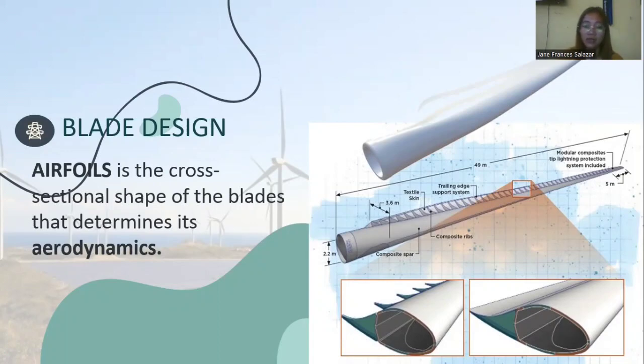Yung cross-sectional na ito ay may vital role sa aerodynamics. The cross-sectional shape makes the blades move faster than the wind velocity, and this shape causes the blade to rotate faster than the wind. And also, mayroon ding iba't ibang design ng blades depende sa requirement ng isang power plant. May iba't ibang shape ang mga blade.